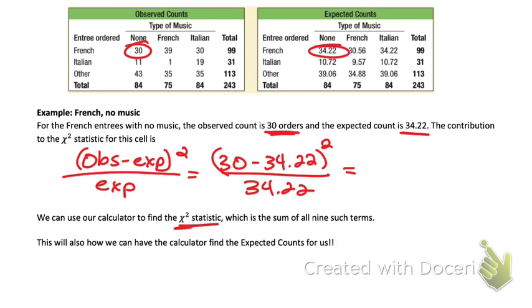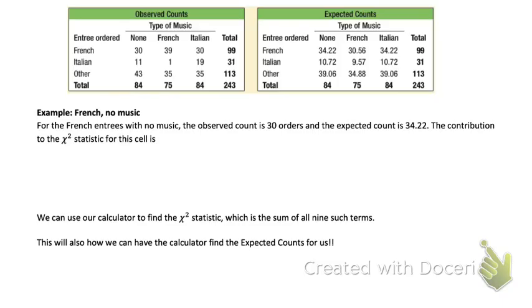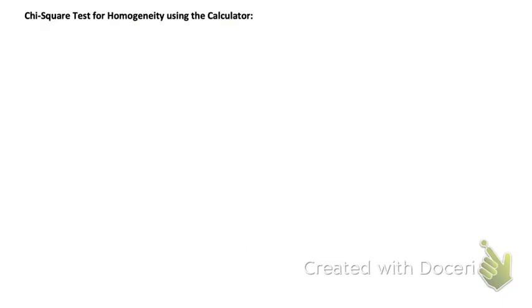Yeah. All right, cool. So we're going to use our calculator to find the chi-squared test statistic. It will add up all of those values for us, and then it will actually do our expected counts as well. Okay? So here we go. Do any of you remember Algebra 2? No. Barely. Do any of you remember the matrix? Oh, yes. We are going to use a matrix.